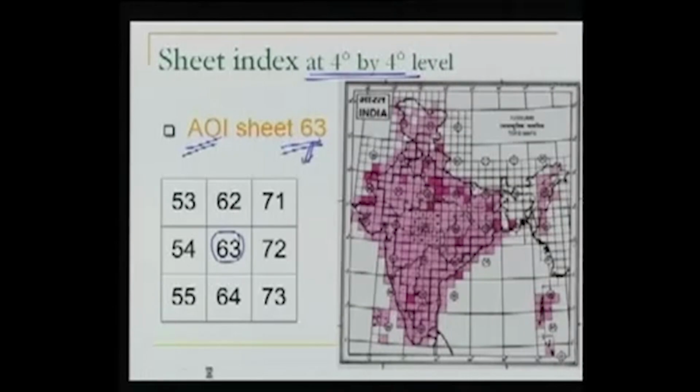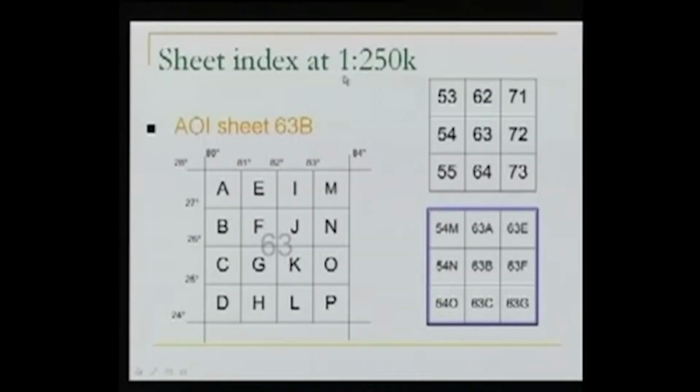Now in the next level, when the scale is 1 to 250,000, our area of interest is in 63B, that we have already seen. Well, 63B means it is here. The sheet or the block 63 is 4 degree in latitude by 4 degree in longitude. What we had done, we had divided that in 16 parts, A to P, and at this scale our area of interest is in this block B. So our area of interest is 63B.